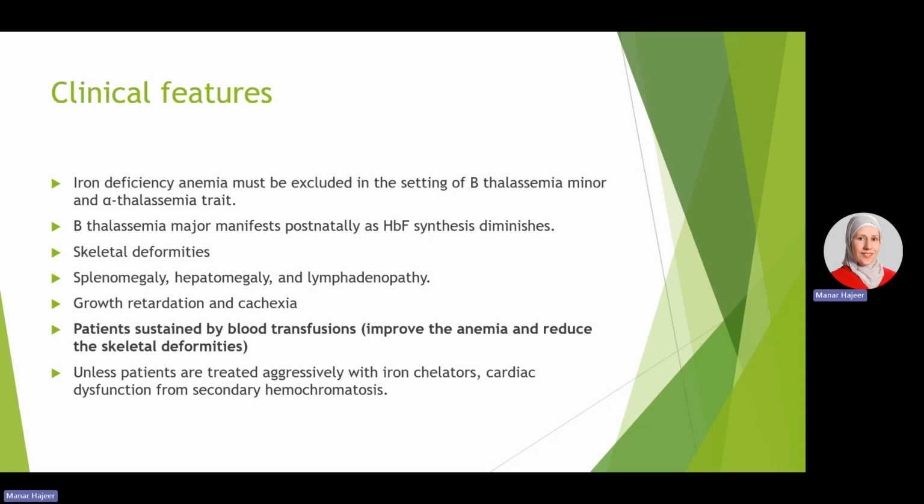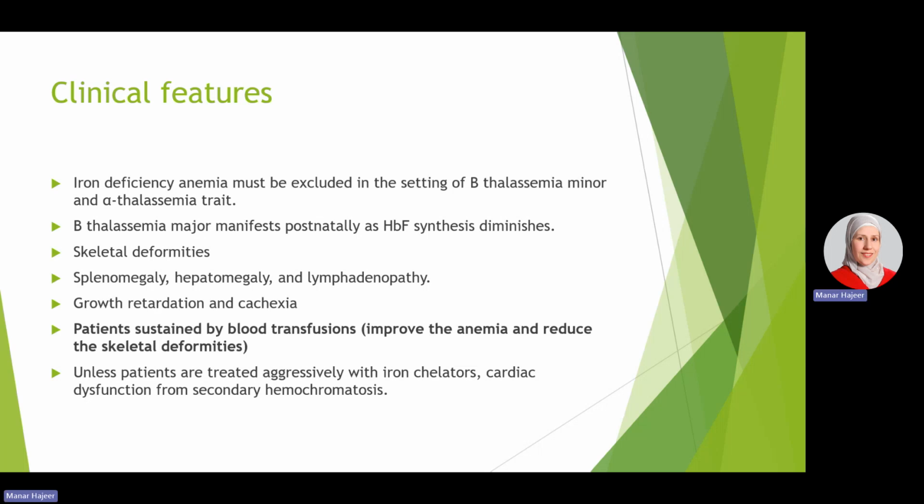Beta thalassemia major manifests postnatally as the hemoglobin F synthesis diminishes. So it will not manifest immediately. It needs time to appear once the fetal hemoglobin is converted to adult type hemoglobin. Those patients will suffer from skeletal deformities, as we said, splenomegaly, hepatomegaly, lymphadenopathy, growth retardation, and cachexia. Patients are sustained by blood transfusions. They need blood transfusions regularly to improve the anemia and reduce the skeletal deformities.